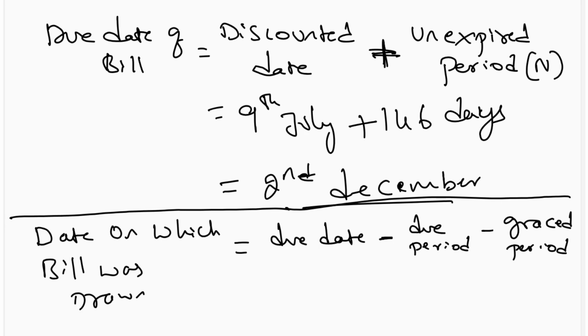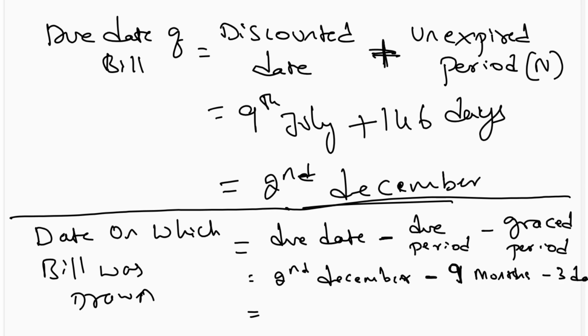So the date on which the bill was drawn, if you have to find out, first we'll know the due date. From the due date we'll subtract the due period, for how many months or days it will be, and minus the grace period. So the due date was 2nd December, minus due period was 9 months, minus grace period what we allow is 3 days. If you do this one, it will be on 27th February. The bill was drawn on 27th February.